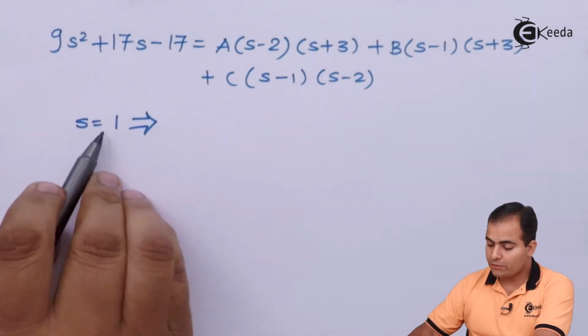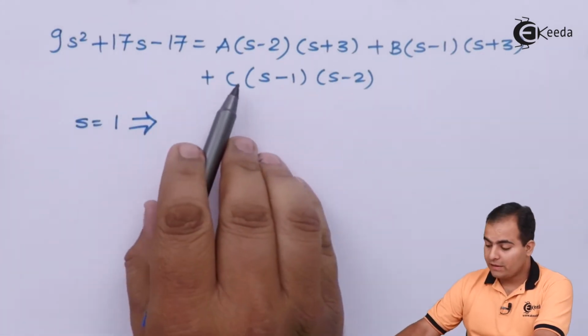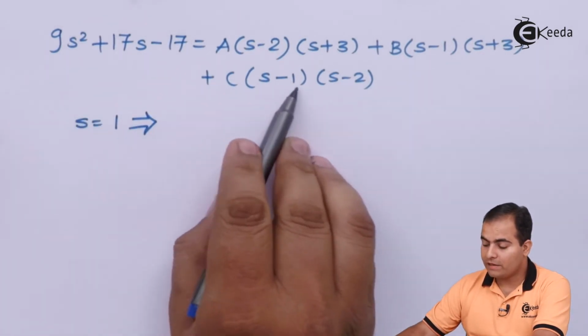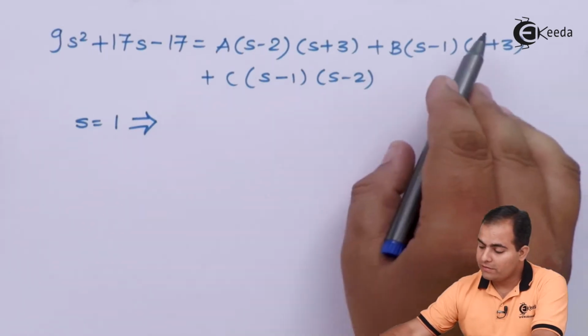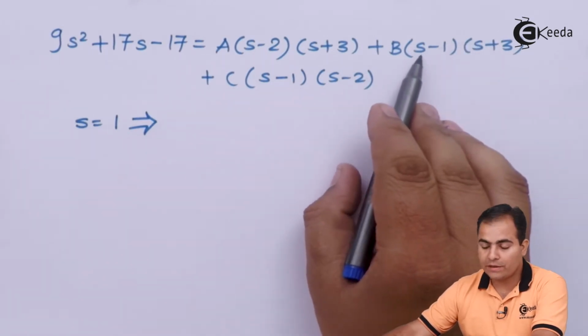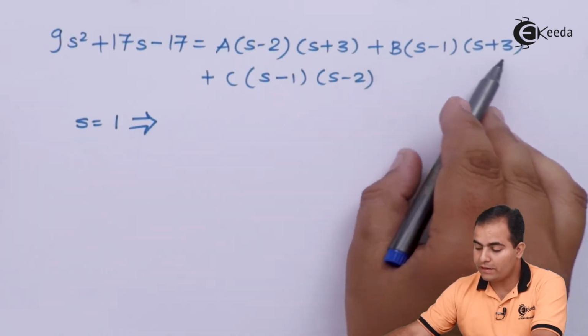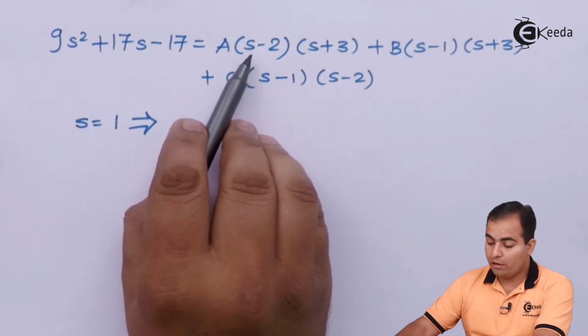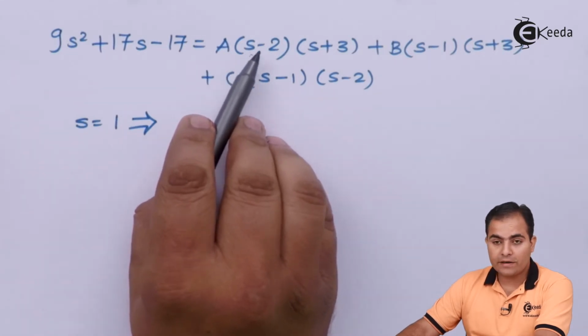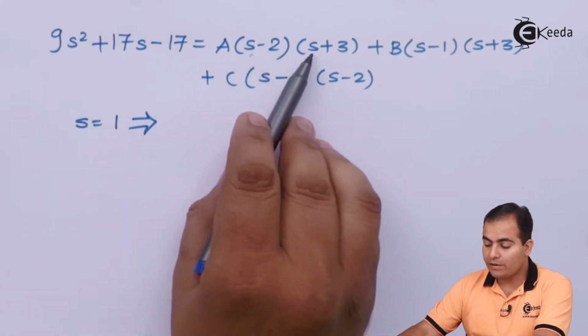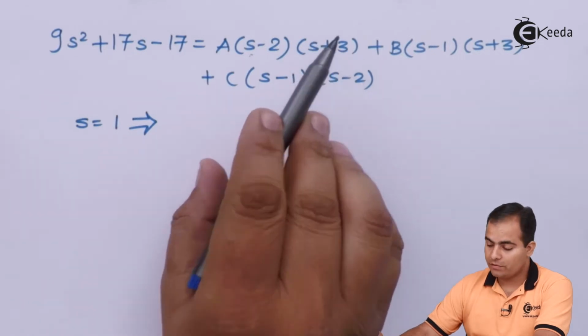If I substitute s equals 1 in this equation, what can you see? This term will get cancelled because 1 minus 1 becomes 0, so 0 into the whole c becomes 0. Similarly, if I place s equals 1 over here, then 1 minus 1 becomes 0, so the whole b term will become 0. But look here. If I substitute s equals 1 over here, then in this bracket you will get minus 1, and over here you will get a plus 4.